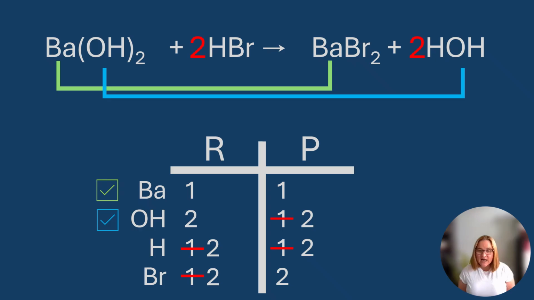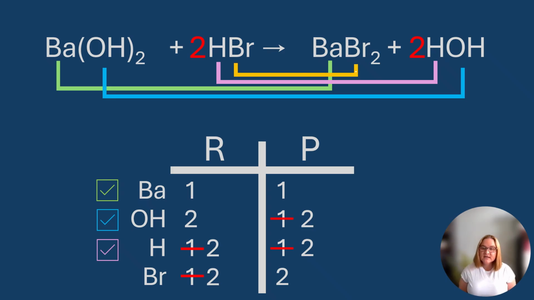There's a single hydrogen atom in each of the 2 hydrogen bromide molecules on the reactant side and a single hydrogen ion in each of the 2 water molecules on the product side. So the hydrogen atoms are also balanced. Lastly, there's a single bromine atom in each of the 2 hydrogen bromide molecules on the reactant side and 2 bromides in the single formula unit of barium bromide on the product side. The bromine atoms, therefore, are also balanced.